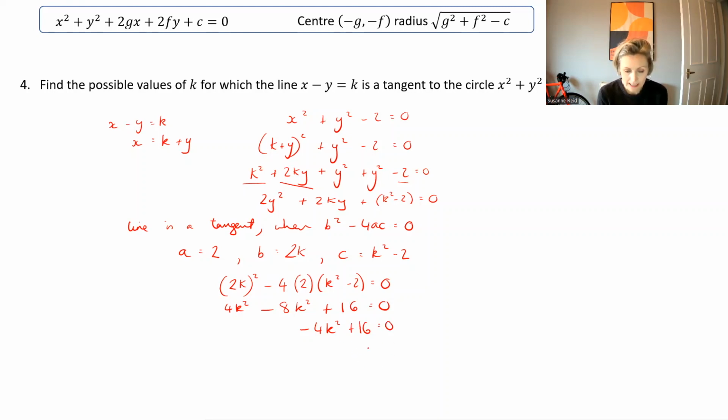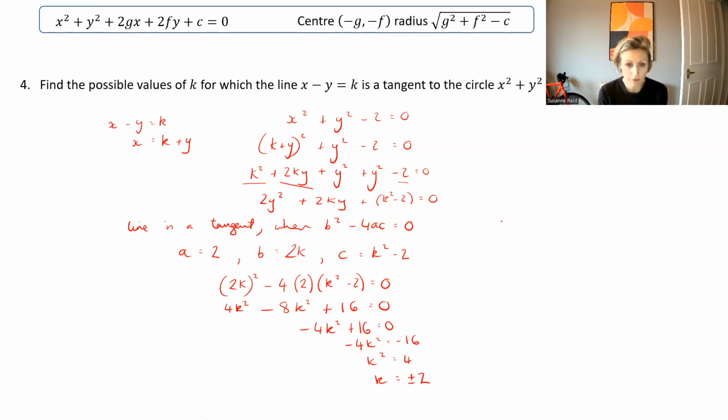So subtracting 16 from both sides, minus 4k squared is minus 16. Then dividing both sides by minus 4, k squared is 4. And then taking the square root of that, k will be the square root of 4, which is 2. But remember, it could be plus or minus 2. So there are two values here.